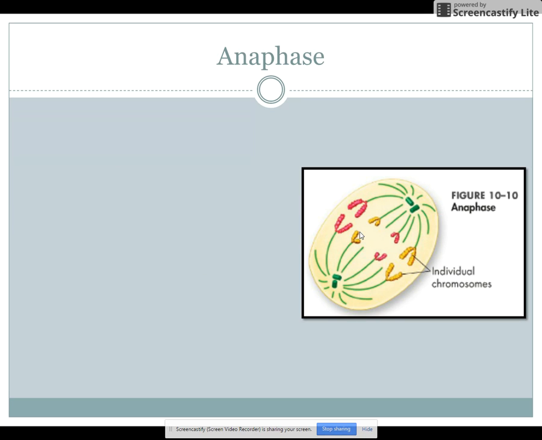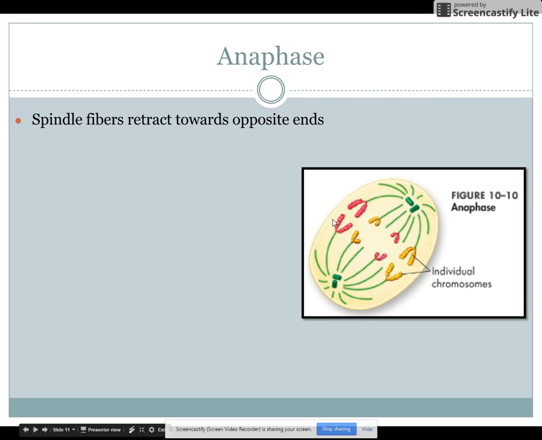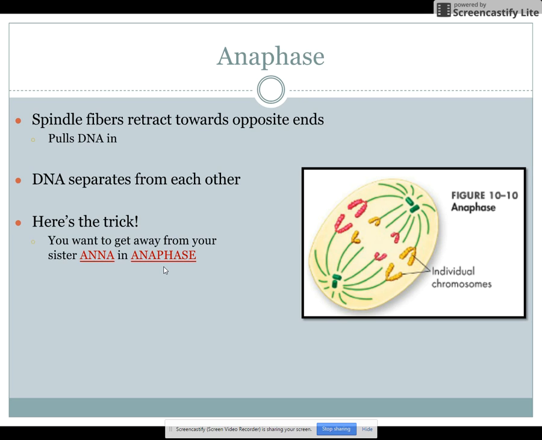So after they attach themselves to the centromeres, eventually they are going to retract. They're going to pull it back. I like to think of this almost like fishing, right? You cast your line, that's the spindle fiber. You hook your fish, which would be the chromosome here, and then eventually you got to reel it in. So these centrioles are reeling in using those spindle fibers, and they're going to pull apart the DNA and start to separate them. So the DNA starts to separate from each other.